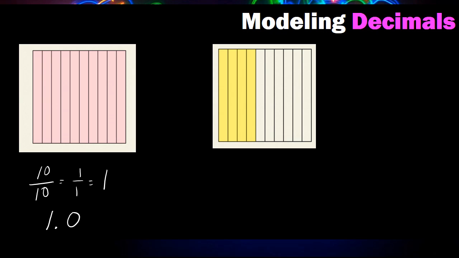In our second model here, we have 10 total parts, and there are 4 out of the 10 shaded. So if we're going to write that as a decimal, we'd write that as 0 in the ones place, our decimal point, and a 4 in the tenths place. So we have 4 tenths.